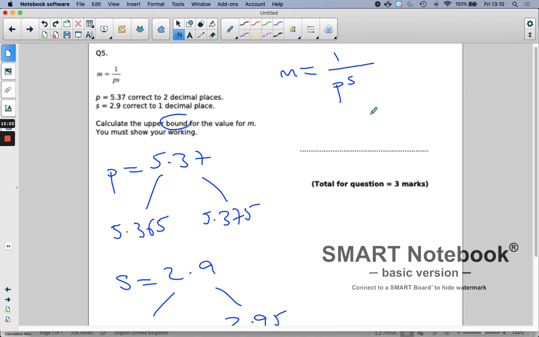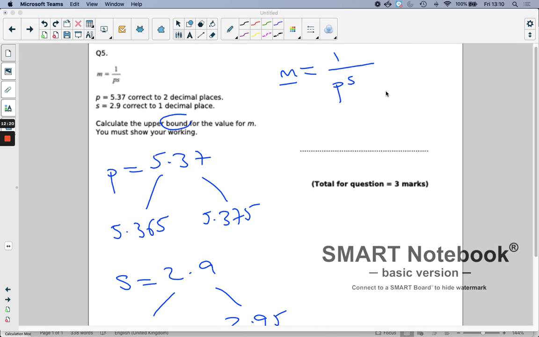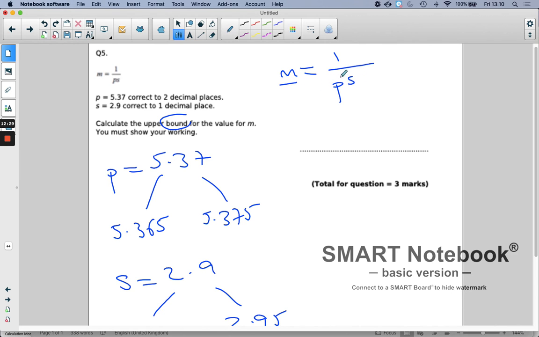However, I now need to think really carefully. I need to work out what the upper bound of the value of m is. How do I make m as big as possible? Now, when I'm dividing, the denominator needs to be as small as possible to give me the biggest answer for m. So the way I get a big m is by this being small, ps. I need ps to be small.